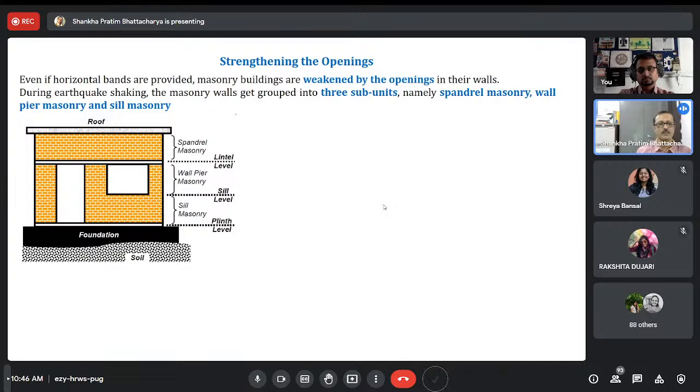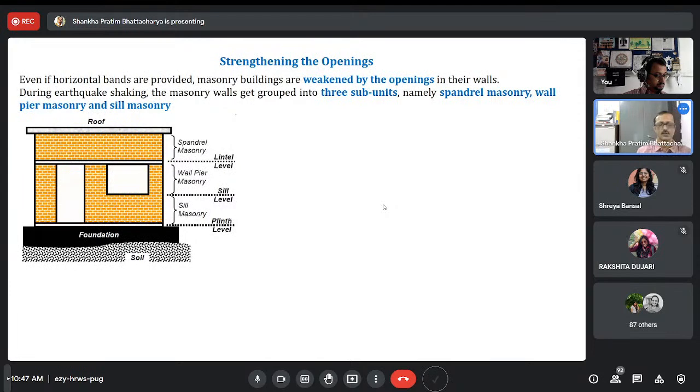One is called spandrel masonry, which is above the lintel level, where there may not be any opening. Maybe there are some small ventilators, but it is not that major. There are wall piers and the sill masonry. Wall piers are the small pier-like portions of the wall, which are between the sill and lintel level, in between the two openings. And the sill masonry is below the sill down to the plinth.